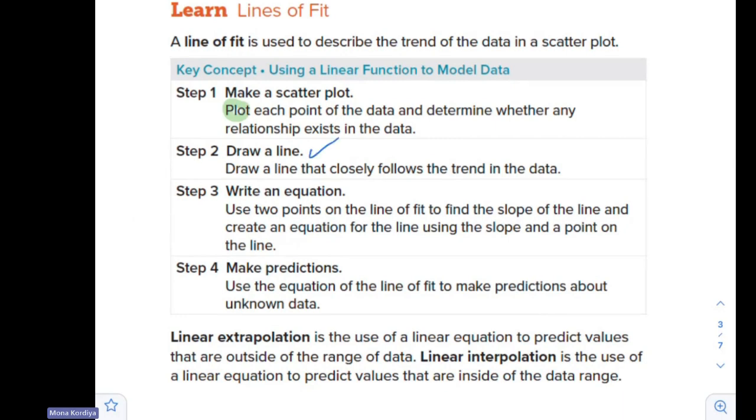Then you will draw a line that closely follows the trend in the data. Then you will write the equation, using 2 points on the line of fit to find the slope of the line and create the equation of the line using the slope and the point, like we have done before. And then if you are asked to make predictions, to find a certain value at a certain input, you can use the equation that you have found.